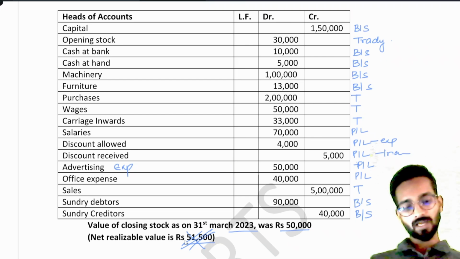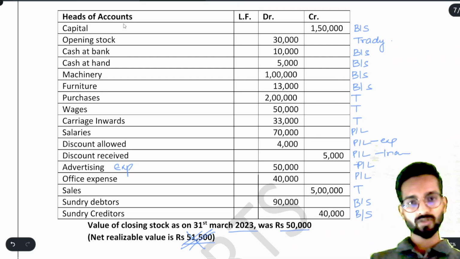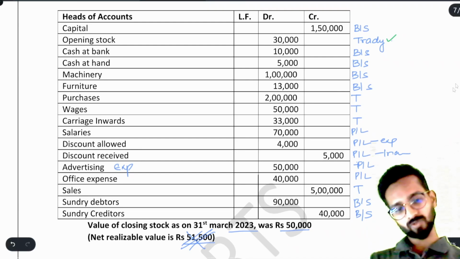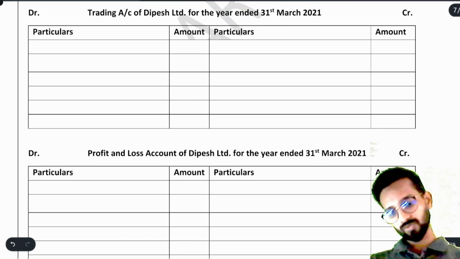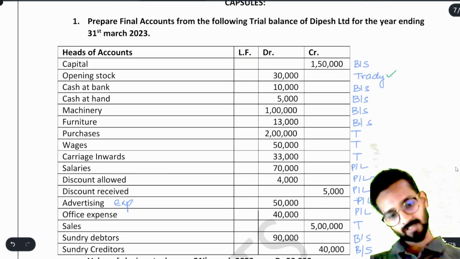Understood? Now, how will we prepare? Just go line by line. You can go with capital and all, or you can first make the trading account. Just check the trading amounts. First in trading is opening stock. So go and write "To opening stock". How much? 30,000. After that, what is the next item in trading?